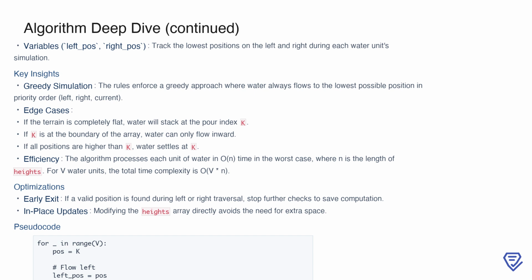And if all positions are higher than the pour index, the water will always settle at the pour index. In terms of efficiency, the algorithm processes each unit of water in O(n) time, where n is the length of the heights array. For V units of water, the total time complexity is O(V*n). To optimize further, we can stop checking directions as soon as a valid position is found, and since we update the heights array in place, no additional space is required.